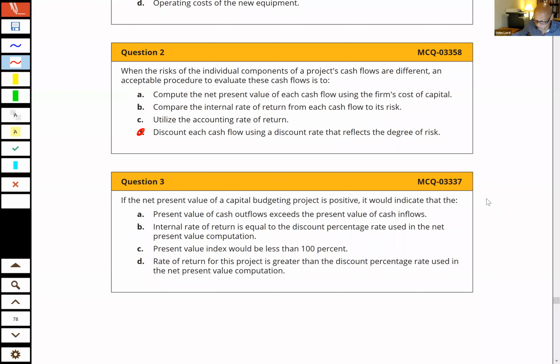And then if you also didn't read through to the bottom, you would see, well, wait a minute, the rate of return for this project is greater than the discount rate used in the net present value calculation. That's exactly what that means. So you would maybe have had a chance to see that D was the correct answer if you read all the way down.